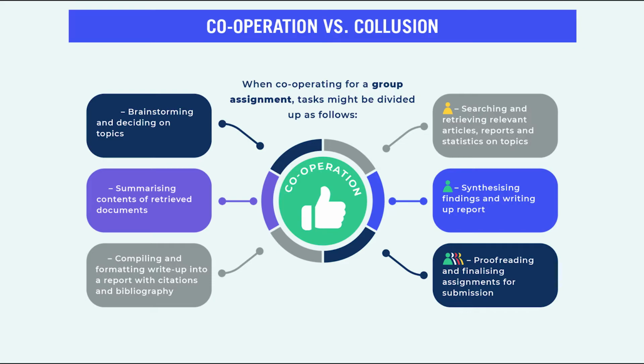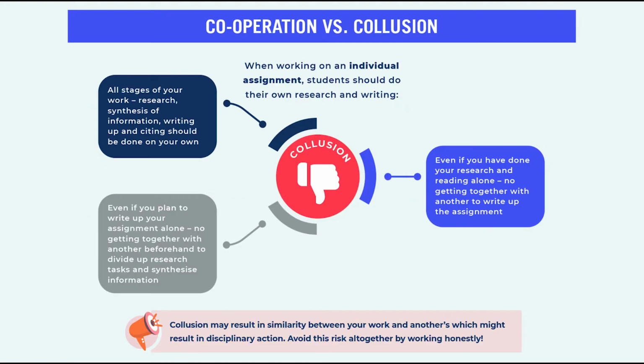More on collusion. Note the differences between cooperation and collusion. When you are cooperating for a group assignment, you might divide the tasks up into various sections, and you will work with your group members to complete the assignment. However, when you are working on an individual assignment, you are expected to do your own research and writing. Working with others to do all this would be considered collusion.